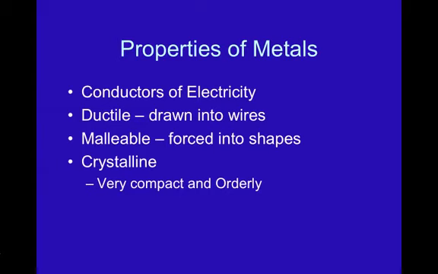So first of all, a couple of properties of metals are they're conductors of electricity. They are also ductile, which means they can be drawn into wires. They are malleable, which means you can bend them and force them into specific shapes. They are also crystalline, which we talked about a little bit the other day with ionic compounds. But basically what that means is they are very compact and orderly, so they have a specific shape.